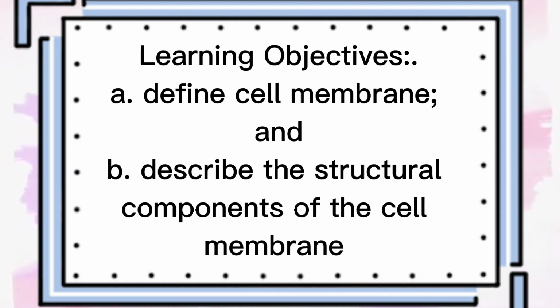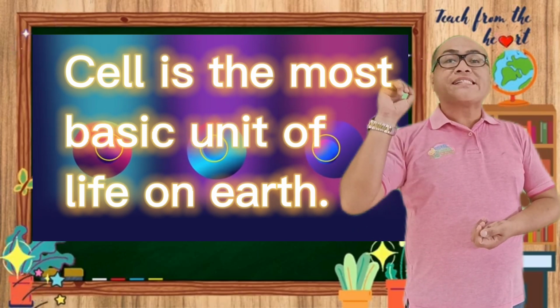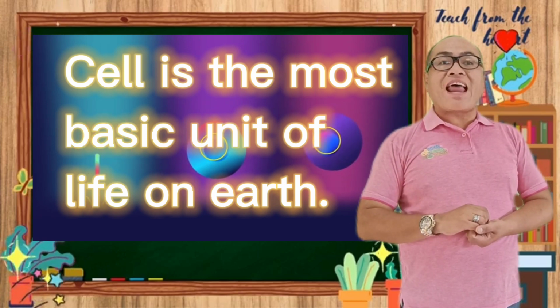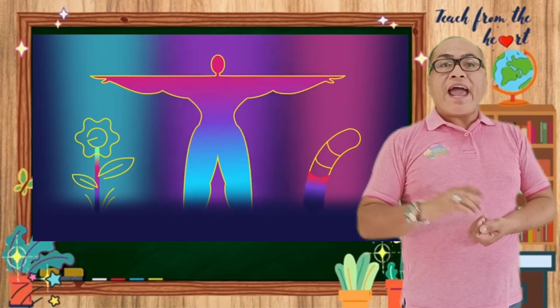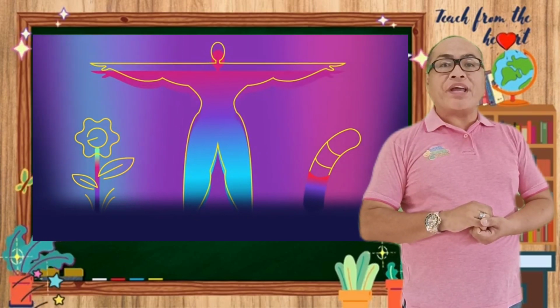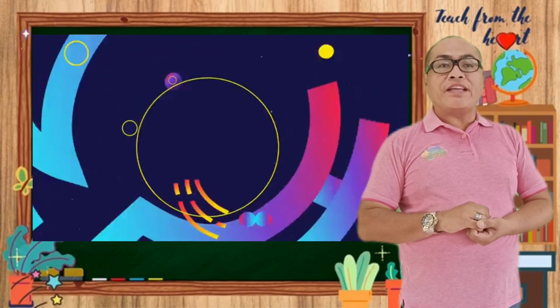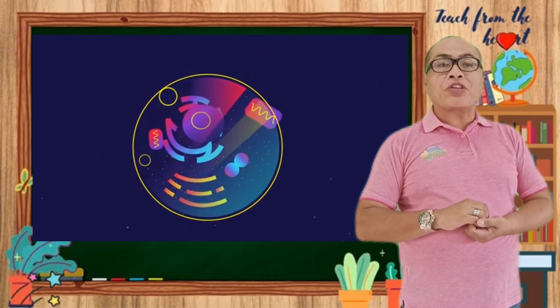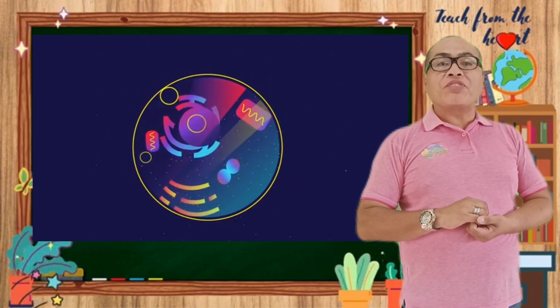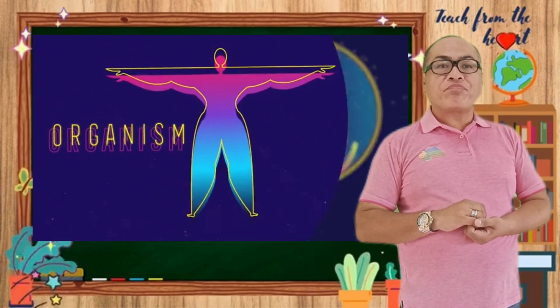cell membrane. The cell is the most basic unit of life on Earth, and the development of the cell membrane or plasma membrane may be one of the most important parts of the story of the evolution of life.